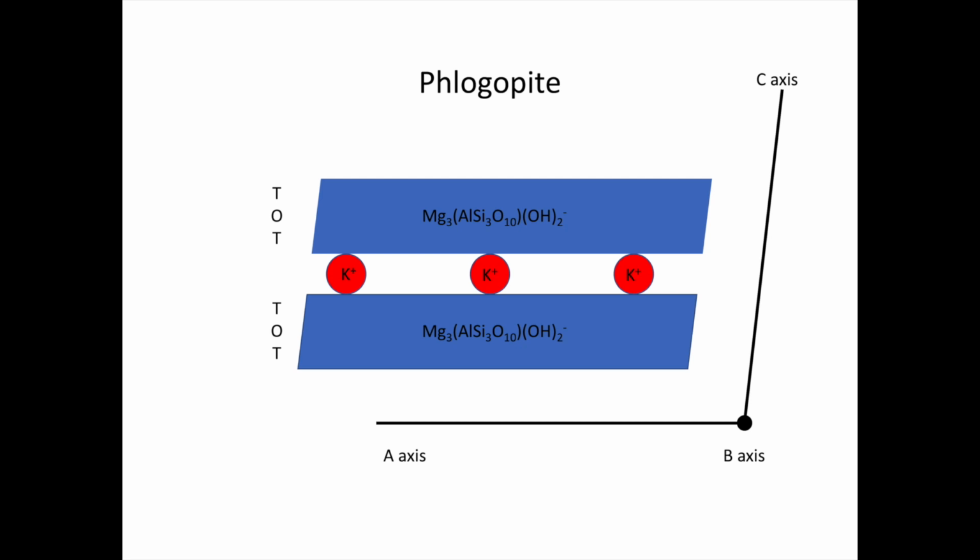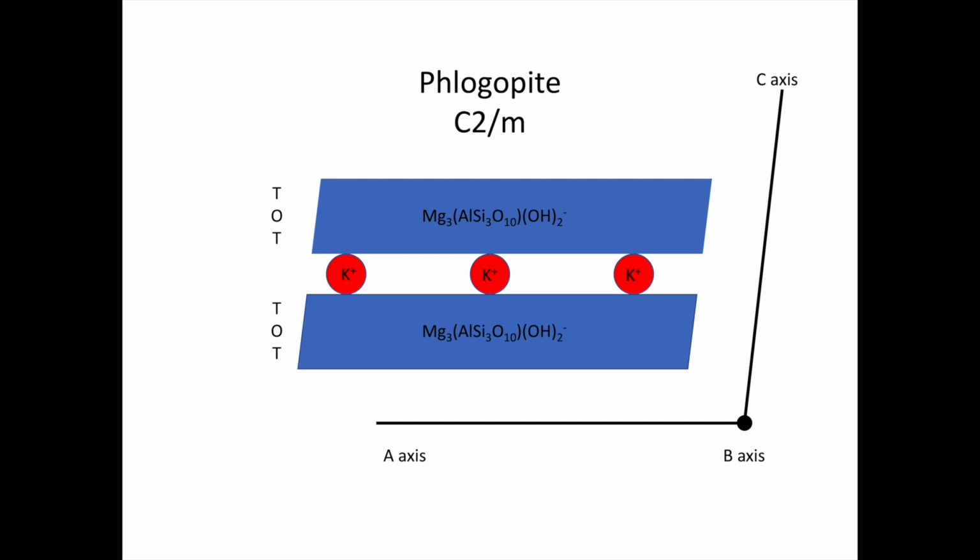For the 1M polytype of Phlogopite, the angle between the A and C crystallographic axes will be right around 100 degrees. And at the scale of our simplified structure model, the symmetry that we're thinking about is our space group symmetry. For Phlogopite of polytype 1M, the space group symmetry will be C2/M.